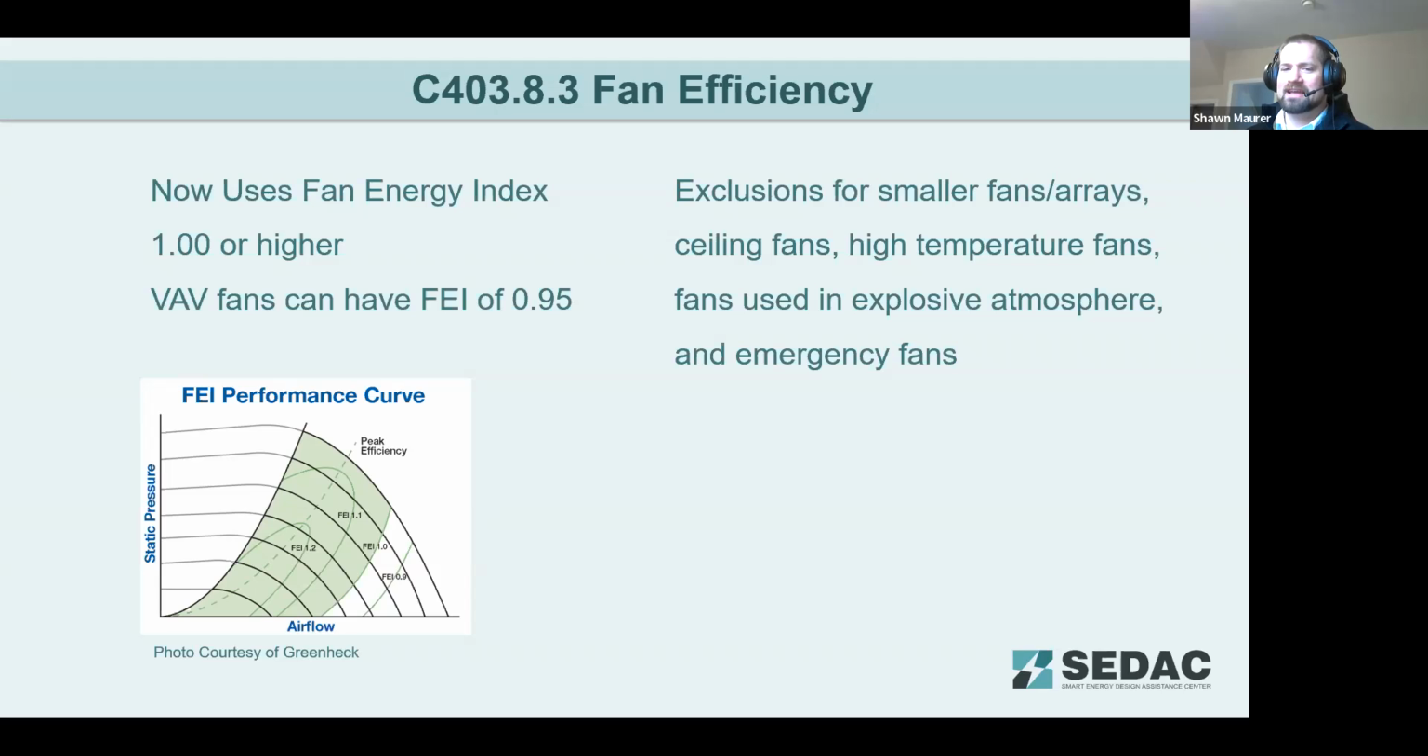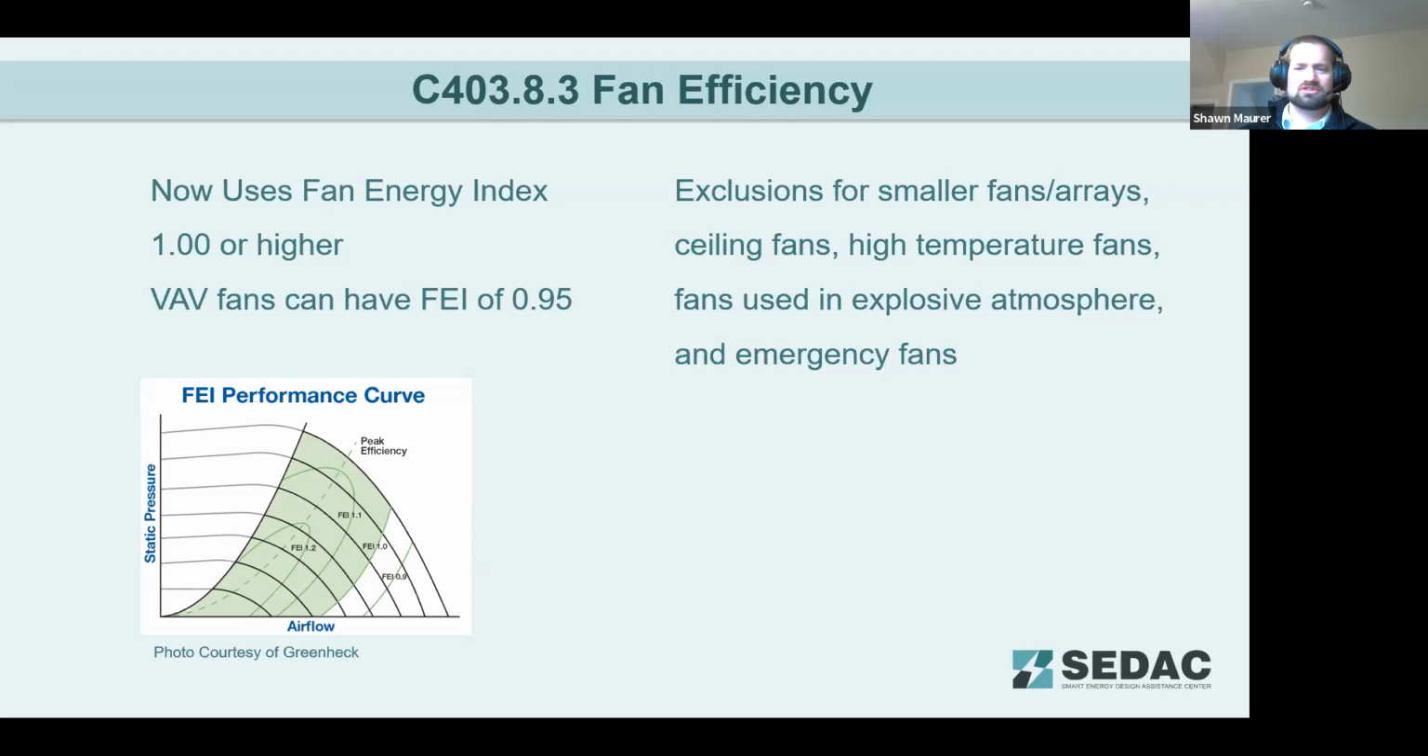So the 2021 IECC has brought itself into alignment with ASHRAE 90.1 and now uses the fan energy index for determining fan performance. And so you need to have a fan energy index of 1 or greater. VAV systems can have an index of 0.95 or better. So there's a little bit more leeway with those systems since they can have a little bit more control over their fan speeds and airflows.